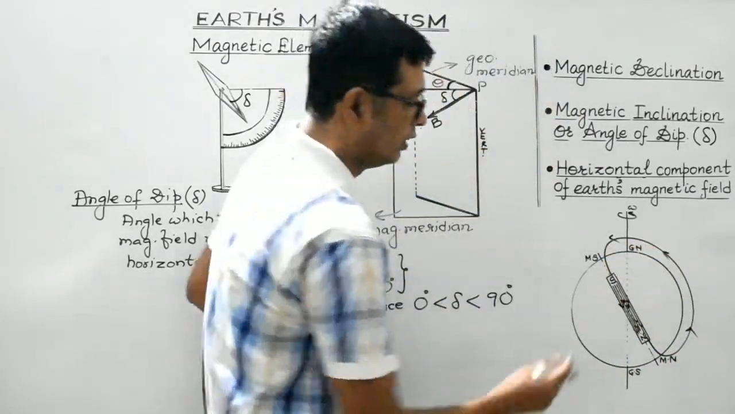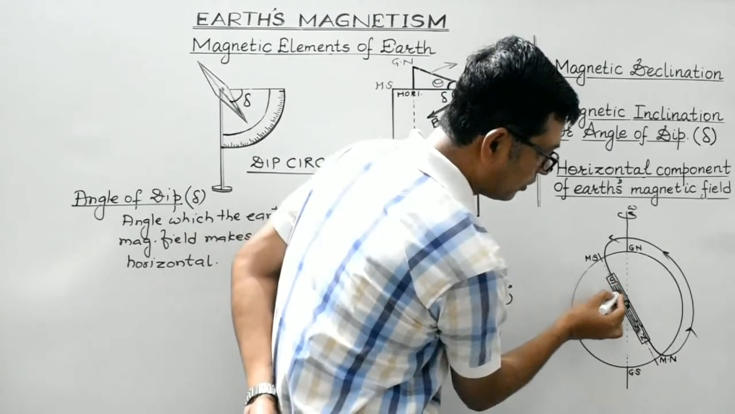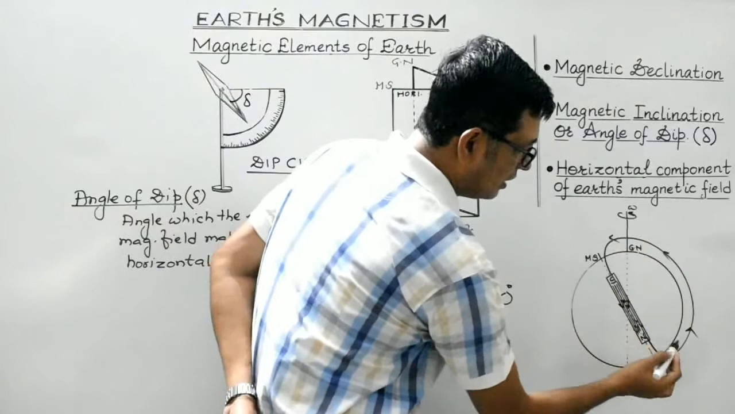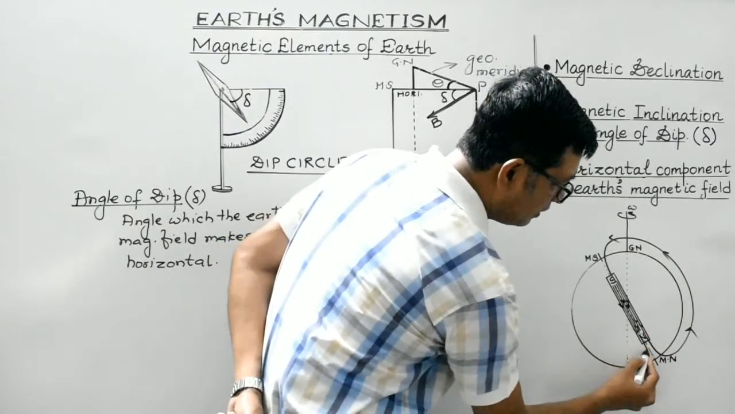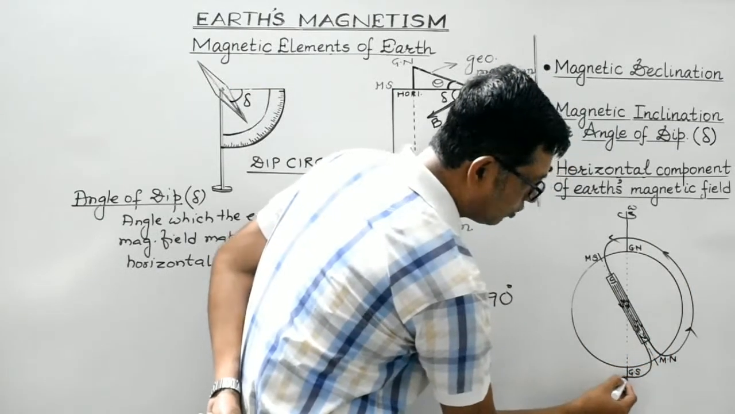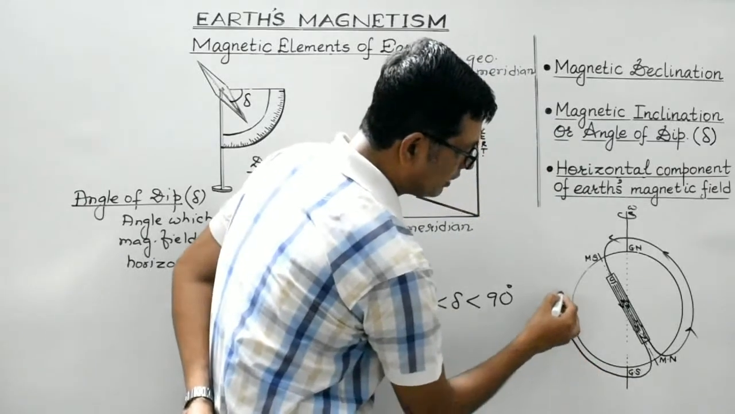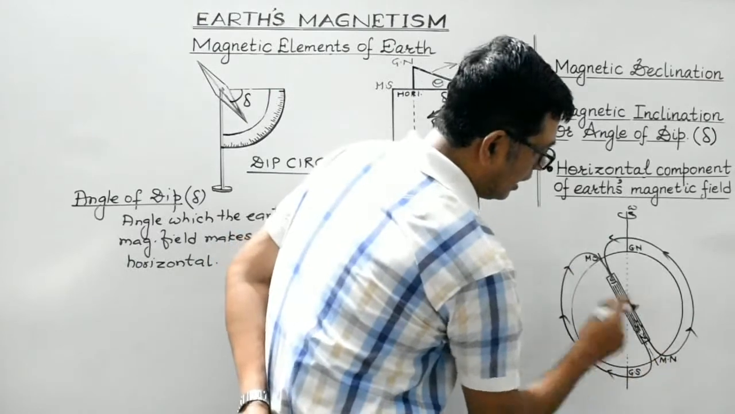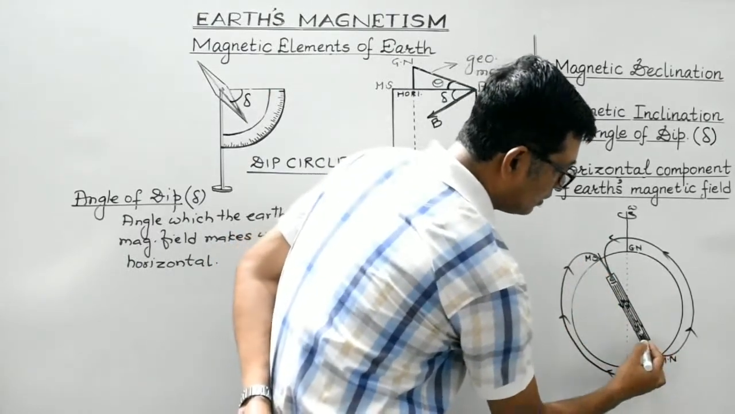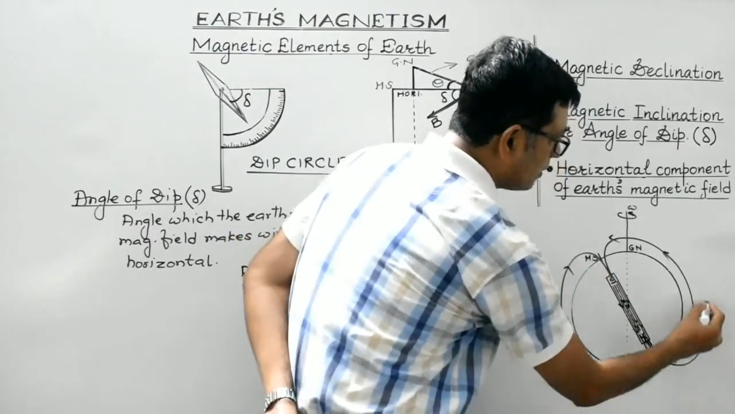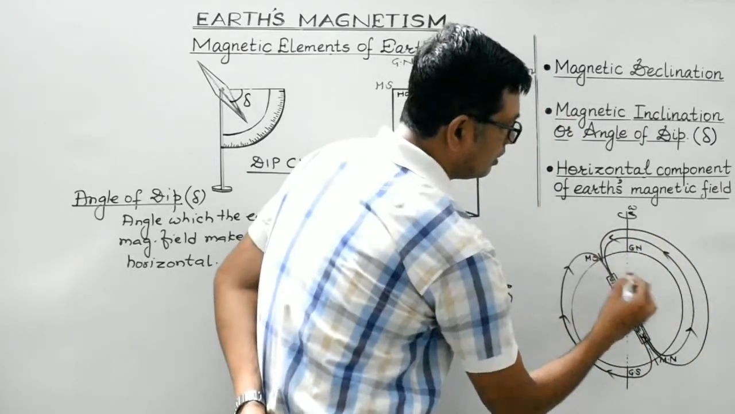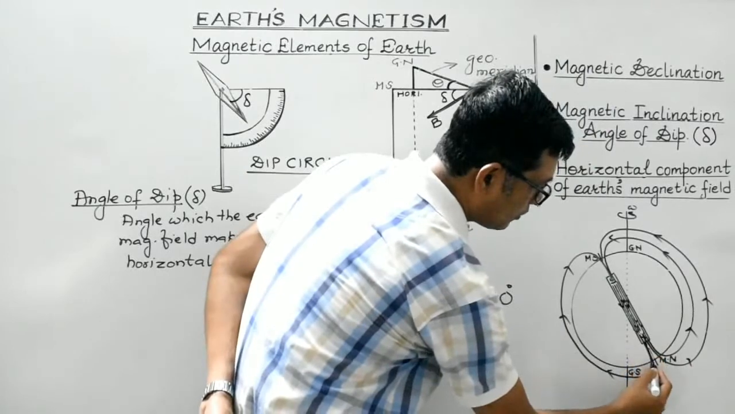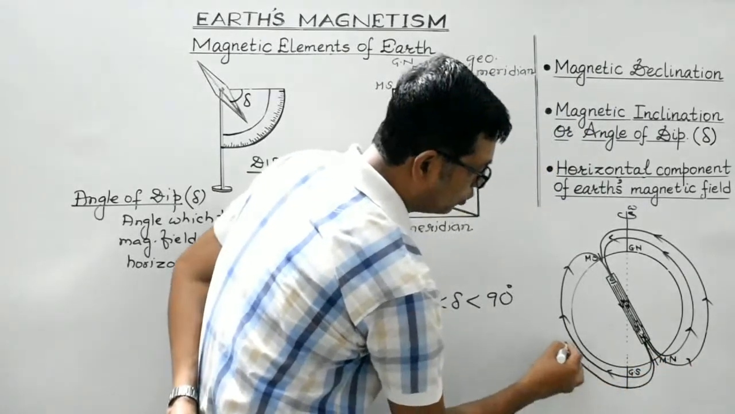Clear, students? So inside the body of the magnet is from south to north, and outside it will be from north to south, like this. And let's draw a symmetrical diagram. Outside it will be from north to south, like this. And inside it will be from south to north. These are the magnetic field lines, which are in the form of continuous closed loops.